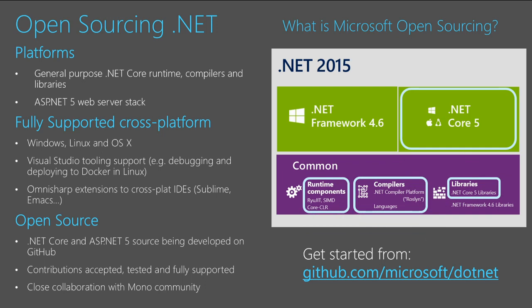We are open sourcing all of the .NET for Core 5, okay? All of Core 5 is going to be open source. You can find it at github.com/Microsoft/.NET. There is all kinds of stuff that they're building up there. You can see how things are progressing and evolving. Fully supported and cross-platform on all three environments, okay? Very cool stuff. We do accept contributions from the community, but they need to be fully tested, vetted, and then we will fully support them.